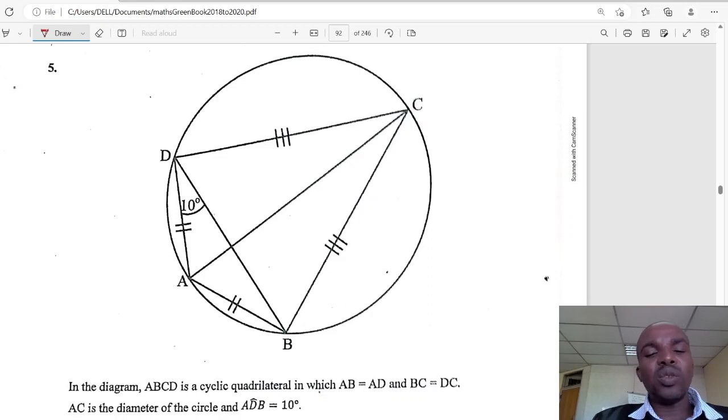Right, this one is geometry. In the diagram, ABCD is a cyclic quadrilateral in which AB equals AD, and BC equals DC. AC is the diameter of the circle, and angle ADB is 10 degrees. State the special name given to the cyclic quadrilateral ABCD.